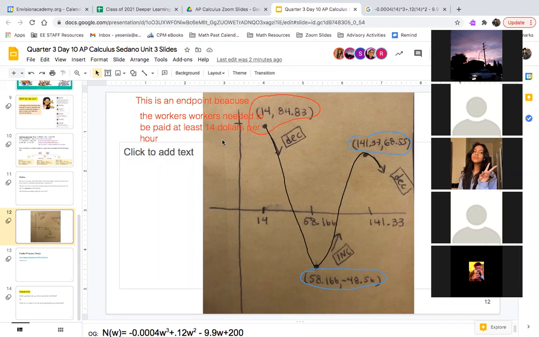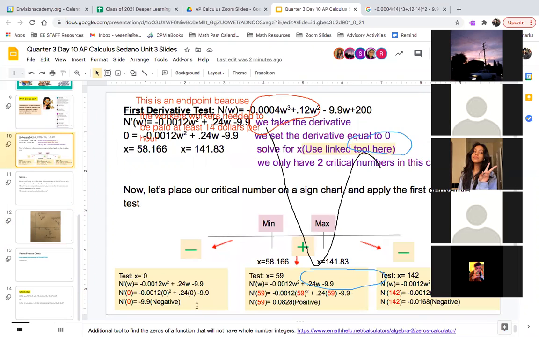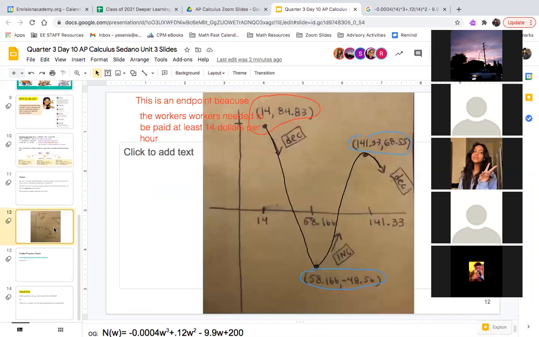Because I want you all to make the connections, this picture with what we got in our sign chart right here. Remember, this was how we got these critical points right here. And that's what helped us make this picture. The critical points helped us make the points in blue, but I had to add that endpoint, the fact that we need to at least pay them $14 an hour. So that's why I added that point in red. But yeah, you do want at least a basic sketch of your function.